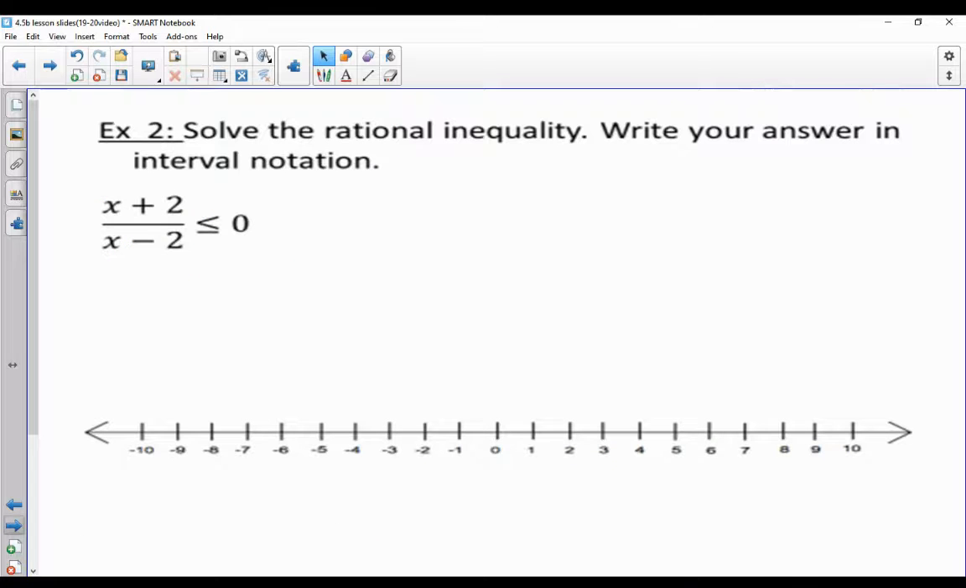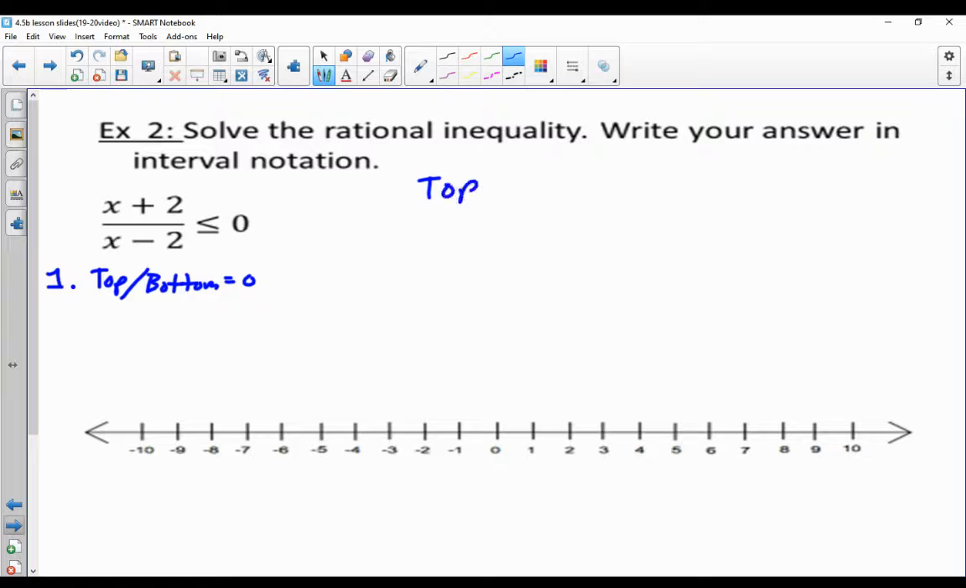So now we have x plus 2 over x minus 2, and it's less than or equal to 0. And we're going to find all the solutions that make this inequality true. So starting with the first step, we need to take the top part and the bottom part and set them both equal to 0. Okay, if we set the top equal to 0 and solve, you're going to get x equals -2. Really easy. Now, do the same thing for the bottom. So take the bottom part, set it equal to 0, solve, and you're going to get x equals +2.